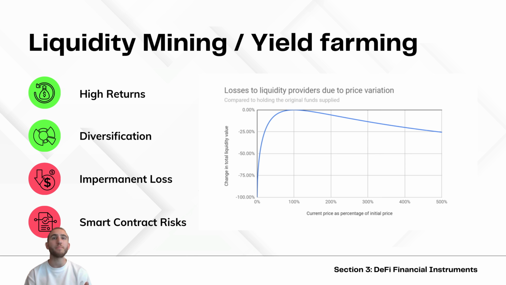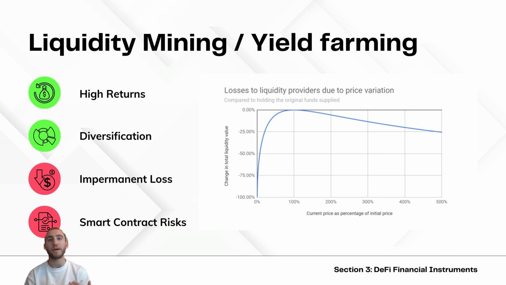So there's something called impermanent loss, which occurs when the value of the deposited assets changes compared to when they were first deposited, potentially leading to lower returns. That's what's being shown in the diagram to the right here. To mitigate impermanent loss, you can choose stablecoin pools, which obviously have a much reduced price volatility. You can simply monitor the market conditions and adjust liquidity positions during these periods of high volatility.